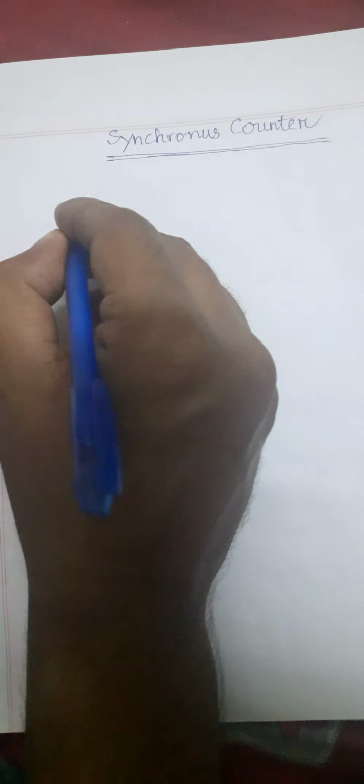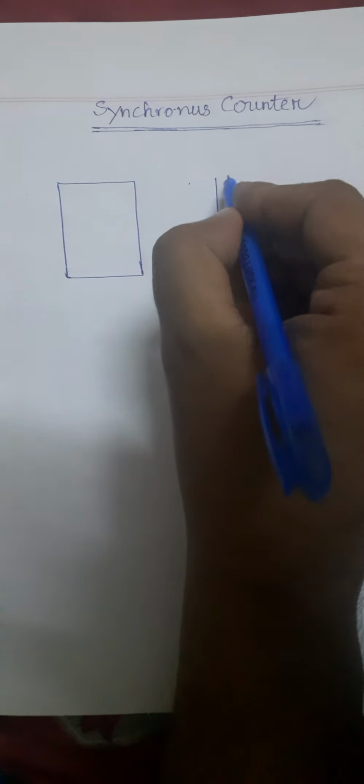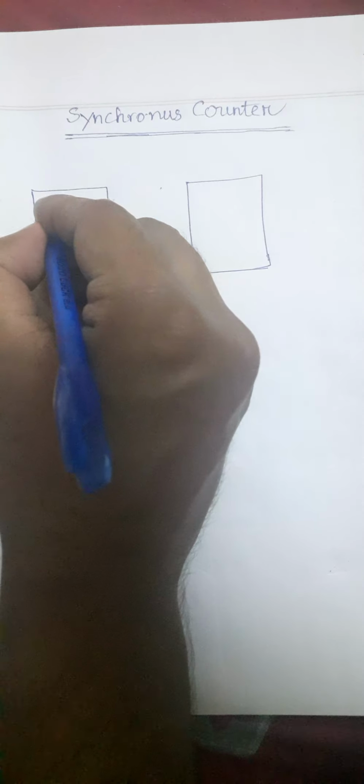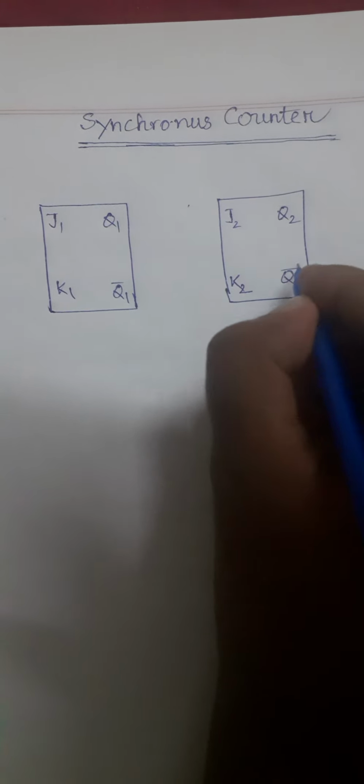Okay, so now let's draw the circuit diagram of a synchronous counter. Let's build a 2-bit synchronous counter. Building a 2-bit synchronous counter needs two flip-flops. This one is a JK flip-flop, and this is another JK flip-flop. So it will be my J1, this is K1, it will be J2, and this is K2. Then we will have Q1, Q1 bar, Q2, then Q2 bar.